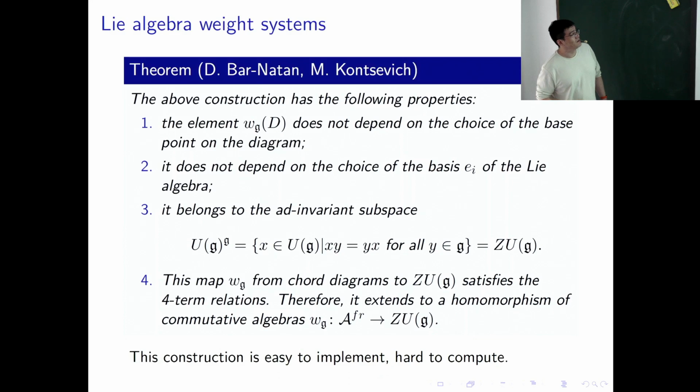There is a theorem from Bar-Natan and others saying that this does not depend on the choice of the base point and does not depend on the choice of the basis of the Lie algebra. The result lies in the center of the universal enveloping algebra of g, and it also satisfies the four-term relation. So it is really a weight system on chord diagrams. This construction is easy to see, that's how to construct it, but it's very hard to compute. So only the sl2 weight system was known before.